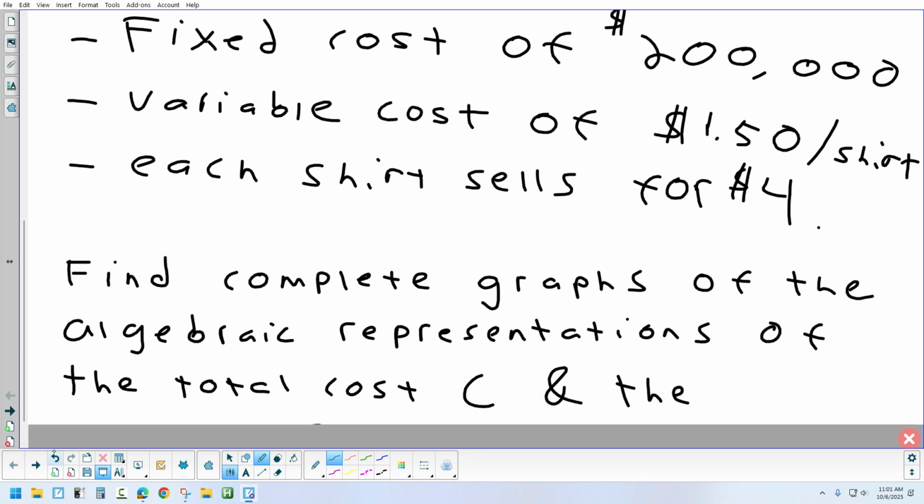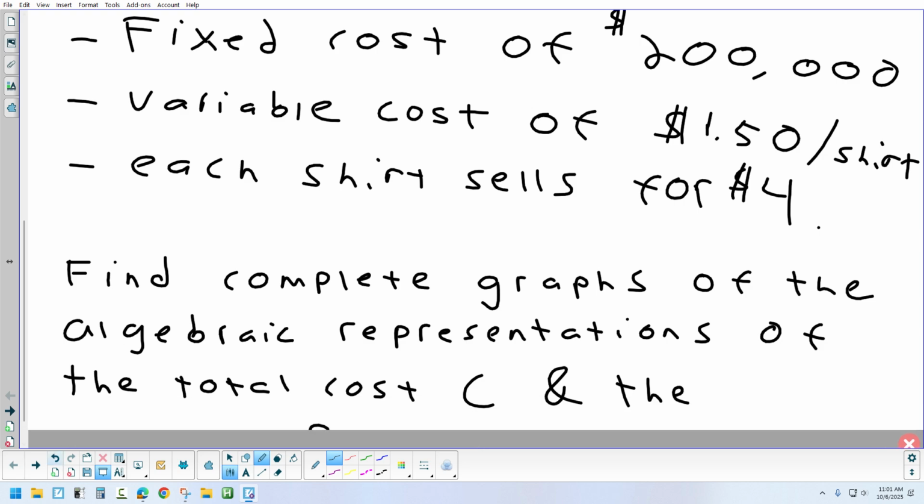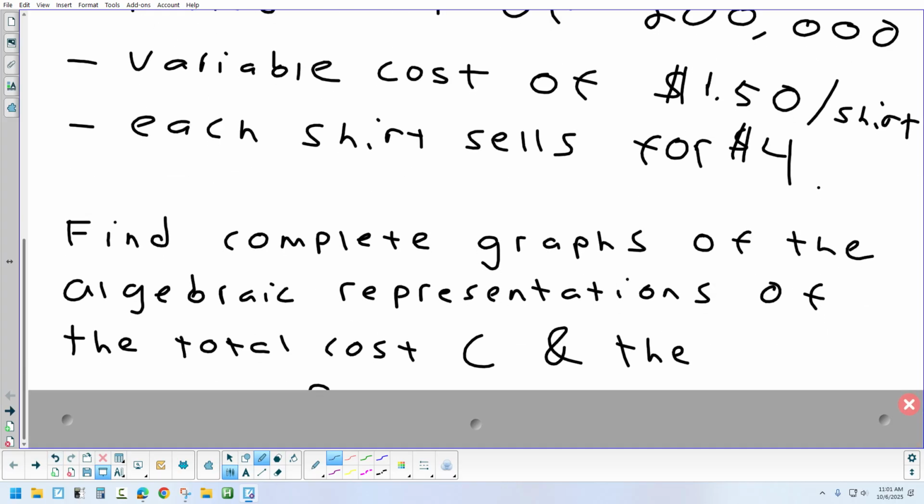So what we're going to do first is write down two equations, one that represents the costs, and then one that represents the revenue. And after we come up with the two equations, then we'll graph them, make sure we find a complete window, and we'll keep in mind what would make sense for the variable. We're selling t-shirts, so it might not make sense to include negatives, decimals, things like that.